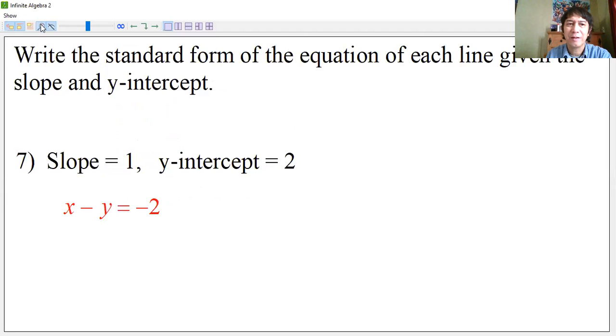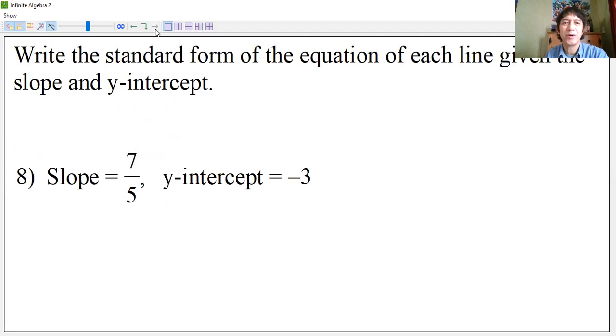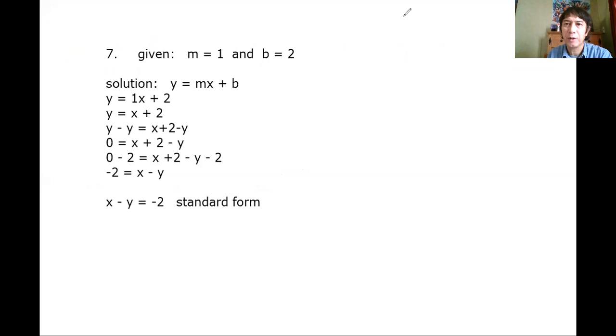Okay. Last number, number 8. The slope is 7 over 5. Y-intercept is negative 3. So for our last example, we have a slope 7 over 5 and our y-intercept negative 3. We shall do this on the whiteboard. Okay, remove number 7. We shall do number 8 here.